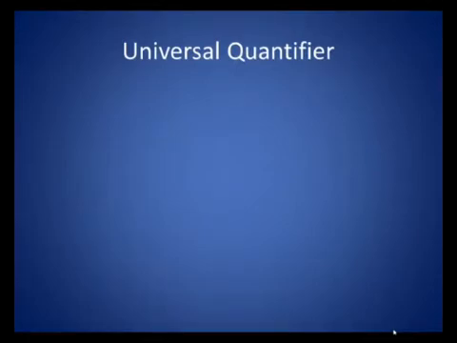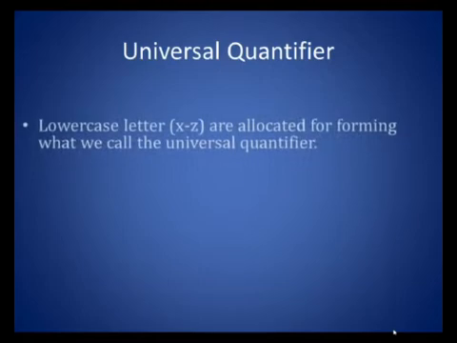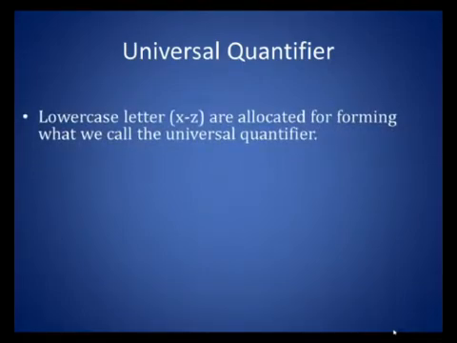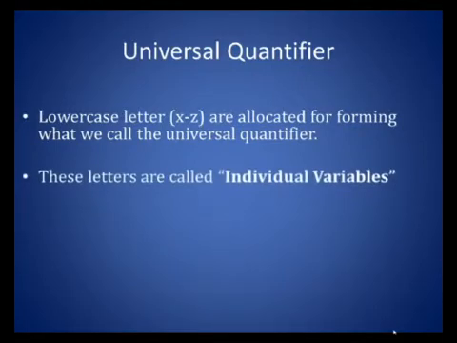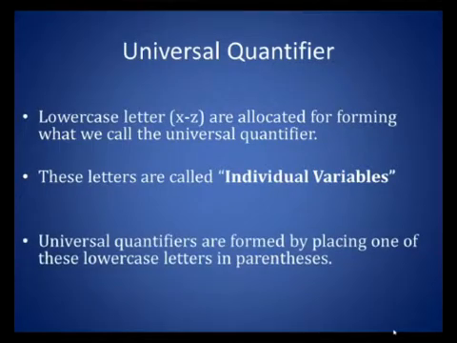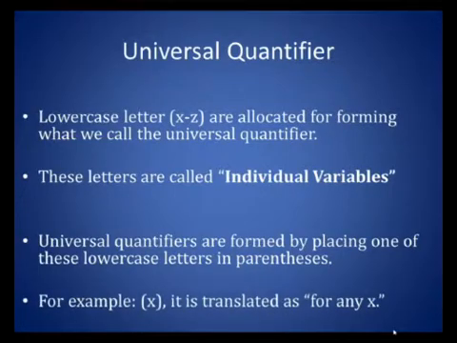Now let's talk a little bit about the universal quantifier. We're going to use lowercase letters x through z to form what we call universal quantifiers. Now the lowercase letters x through z we call individual variables. So remember, the lowercase letters a through w are what we call individual constants, and the lowercase letters x through z are what we call individual variables. So a universal quantifier is formed by placing one of these lowercase letters in parentheses. So for example, if I put an x inside parentheses, just like you see here, it would be translated as for any x or for all x.